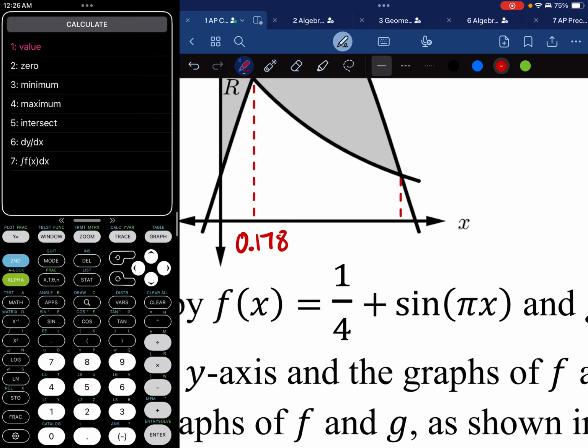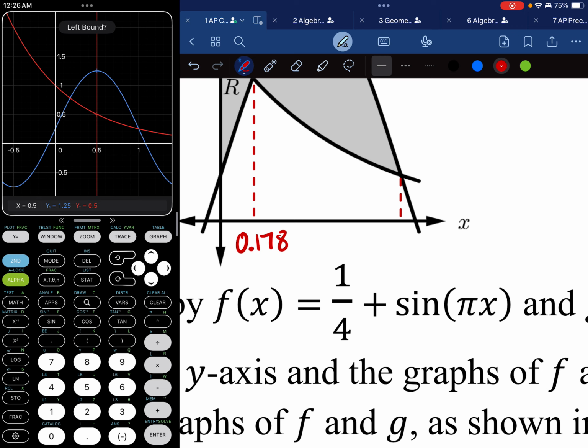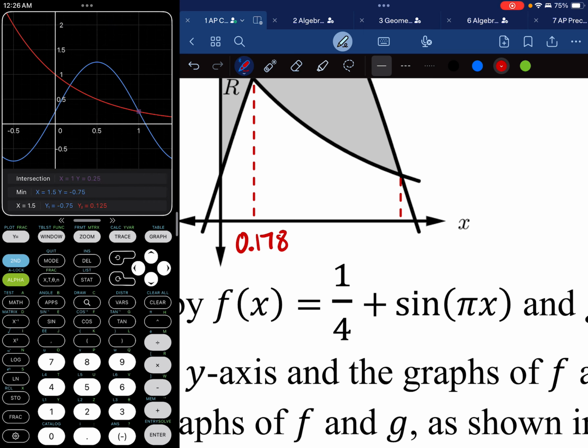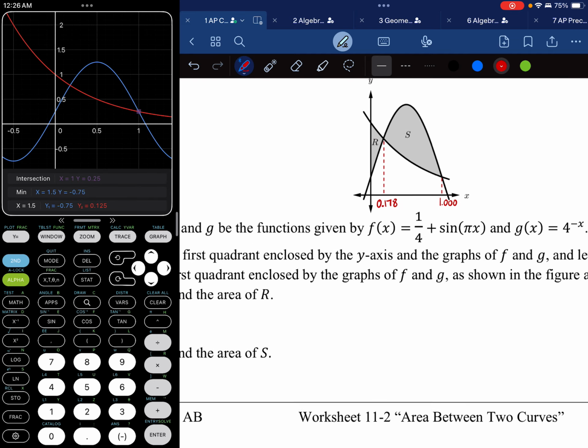And then for this right bound, I'm going to do the same thing again. Second trace to do a calculation. I'm going to hit 5 for intersect. Follow the prompts. For me, it's asking for the left bound, so I'm going to say 0.5. My right bound, 1.5. And my intersection is exactly 1. So if it's 1, I'm going to say 1.000 to make sure that everyone knows it is rounded correctly.